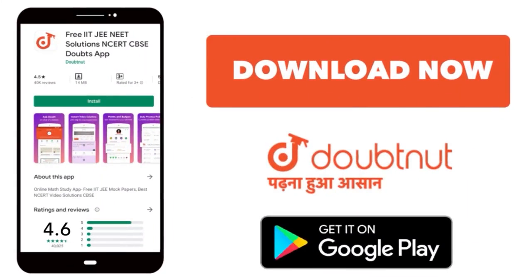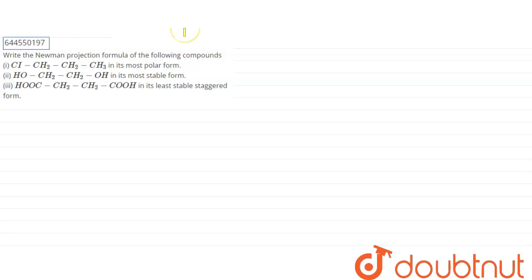Download Doubtnut app today. Hello students, so in this question they have asked to write the Newman projection formula for the following compounds. In the very first compound they have given Cl with this whole compound, and we have to make it in most polar form. The second one is alcohol, and we have to make it in the stable form, and the third one is acid, and we have to make it in least stable staggered form.